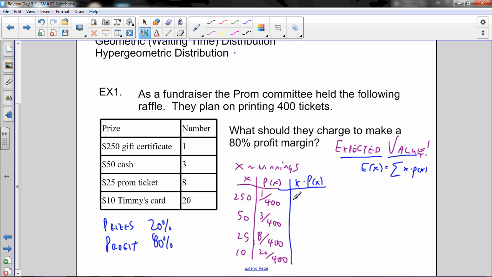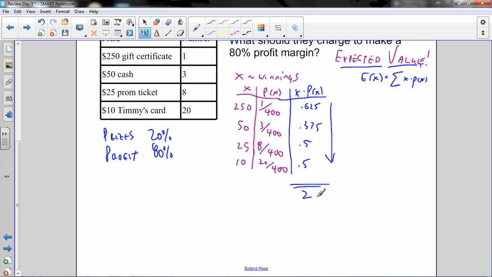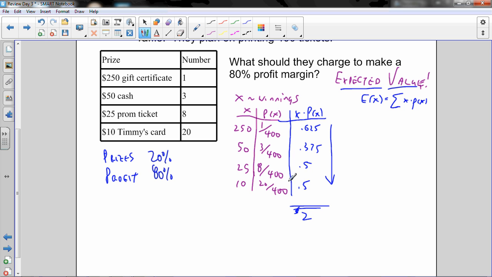And so I multiply by that, and I get some values here. That times that is 0.625, 0.375, 0.5, and 0.5. Then you add them up, and you get $2. So that means on these tickets, you should expect to win $2 worth of prizes, unless I did some of my arithmetic wrong. And notice that if I take that, that means 20% of the ticket value. If n represents the ticket value, 20% of the ticket value is $2. If I wanted to figure out what the ticket value should be to have 80% profit, then I'm just going to divide by the 0.2, and that ends up to be $10.